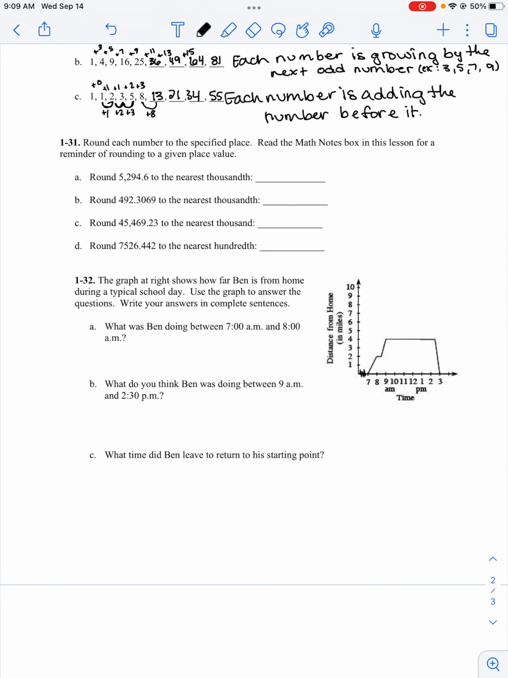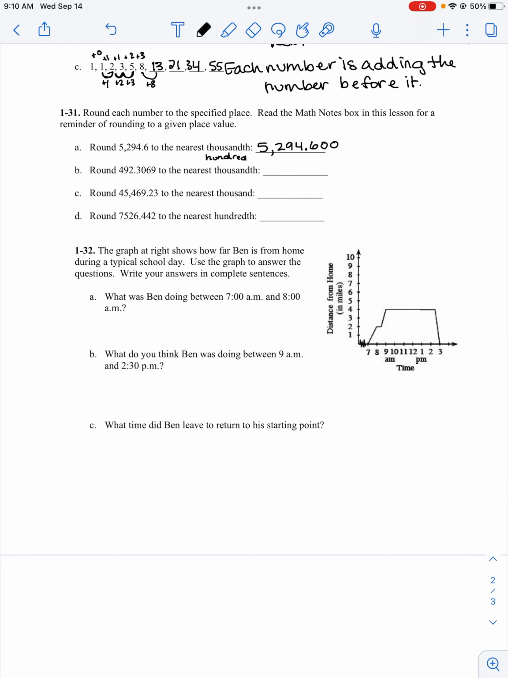Okay, problem 31. Round each number to the specified place. Part A, it is supposed to say 100. It is a typo, but we'll go with thousandth. There is no thousandth place, so I'm going to have to write down numbers until I get to my thousandth place. So 6 is in my tenth place, hundredths, thousandths.